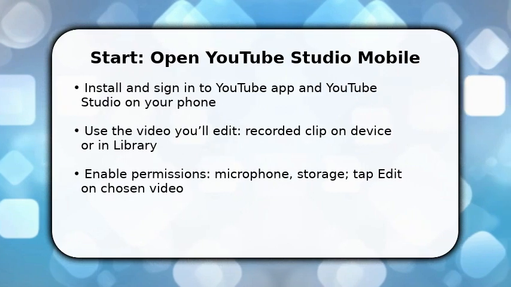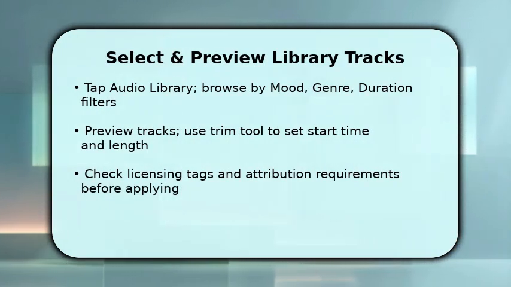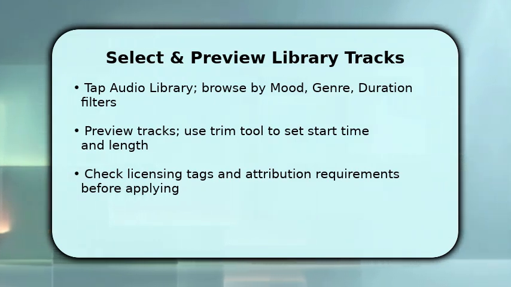Now you dig into the YouTube audio library inside the editor. You filter by genre, mood, or duration to narrow options, then tap a track to preview it with your video. Listen for clashes in tempo or level.